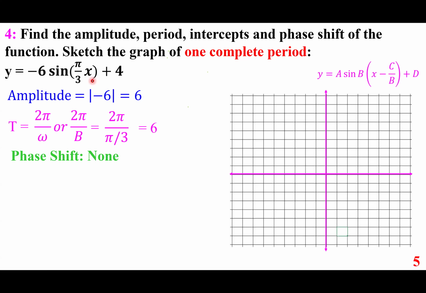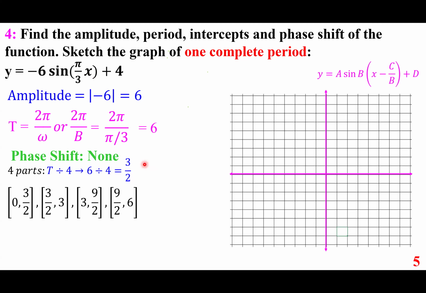So we are going to cut this into 4 equal parts. We're going to divide the T into 4 equal parts. We get 3 halves. And we start with the phase shift. There's no phase shift, so we start from 0. So 0 to 3 halves. The next one is 3 halves to, just add 3 halves, becomes 3. The next one is 3 to, now add 3 halves, 9 halves, and so forth. So I hope you see that 0 to 3 halves, and then keep on adding 3 halves. And those are the end points.